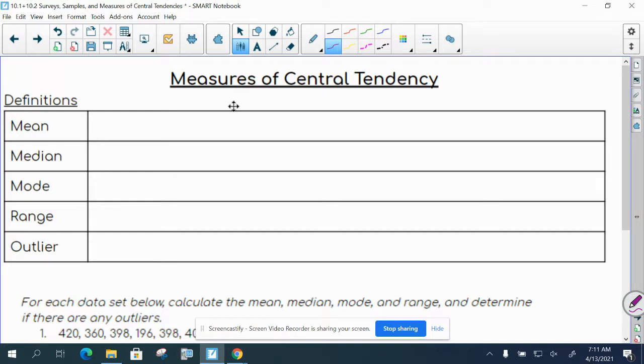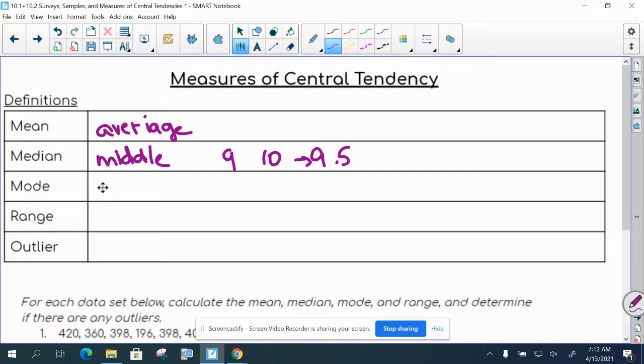All right, so measures of central tendency. Like I said, mean, median, mode, range, and outlier. The mean is the average. Median is the middle. If you have an even amount of numbers, you're going to take the average of the middle numbers. For example, if you've got 9, 8, 9, and 10, then your median will be 9.5.